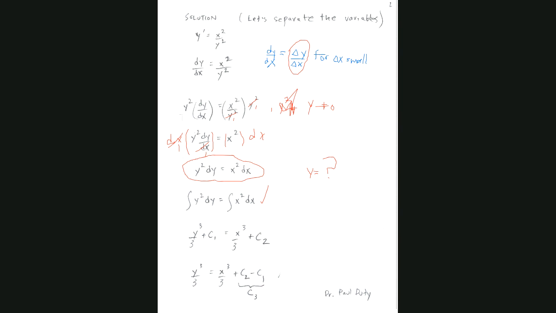Okay, well now we're going to integrate both sides. The antiderivative of y squared is y cubed over 3. Similarly, the antiderivative of x squared is x cubed over 3. But remember, these are indefinite integrals, so we have to have constants of integration on the left and right side. And they don't need to be the same either, right? I have a C1 on the left side and a C2 on the right side.